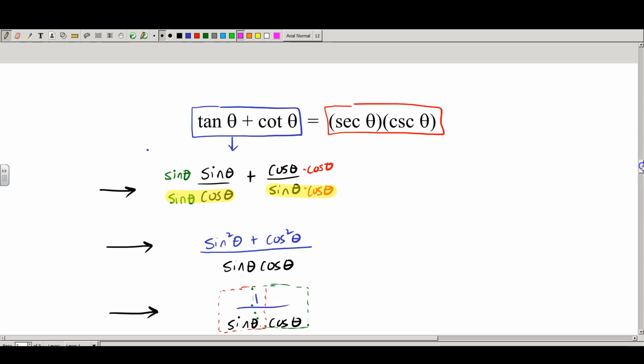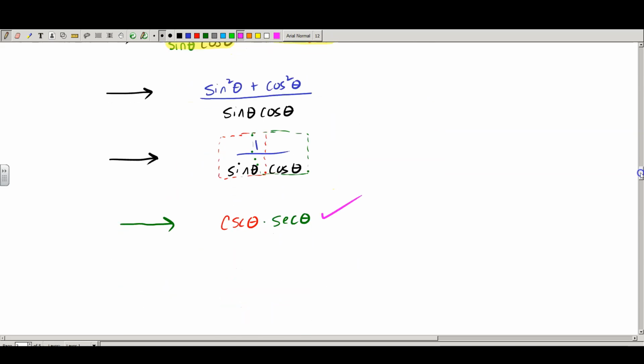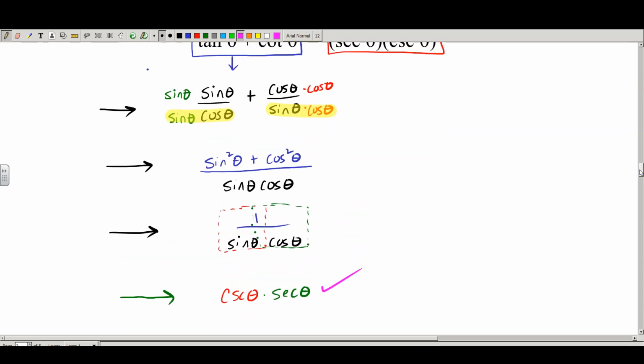We were trying to get the left equal to the right, which was secant cosecant, and so that is done. Okay, so that's verifying trig identities.